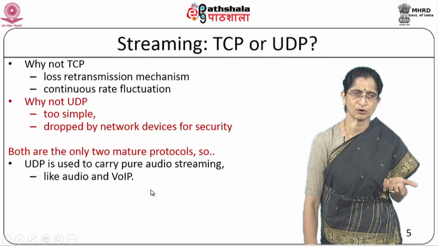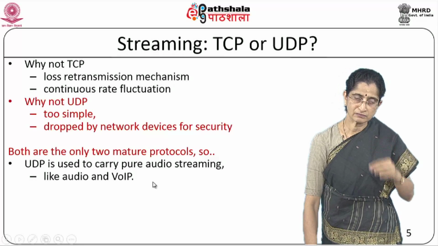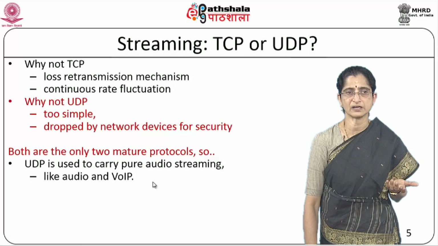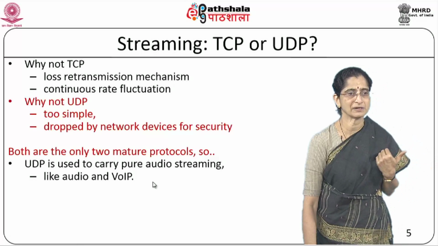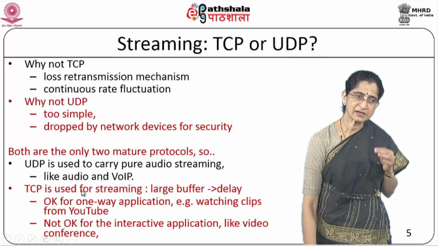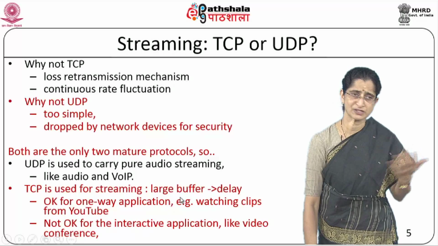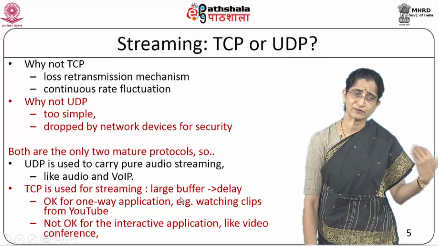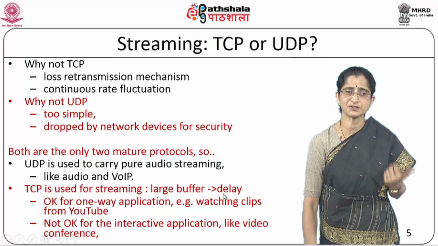So, for instance, in audio and voice over IP kind of applications, along with UDP we can make use of RTP and other protocols which will take care of the requirements for a multimedia application as such. TCP can be used for streaming whenever you have, for instance, a large buffer which can compensate for delays. So even though you have large delays in TCP, by having large buffers you can compensate for it.